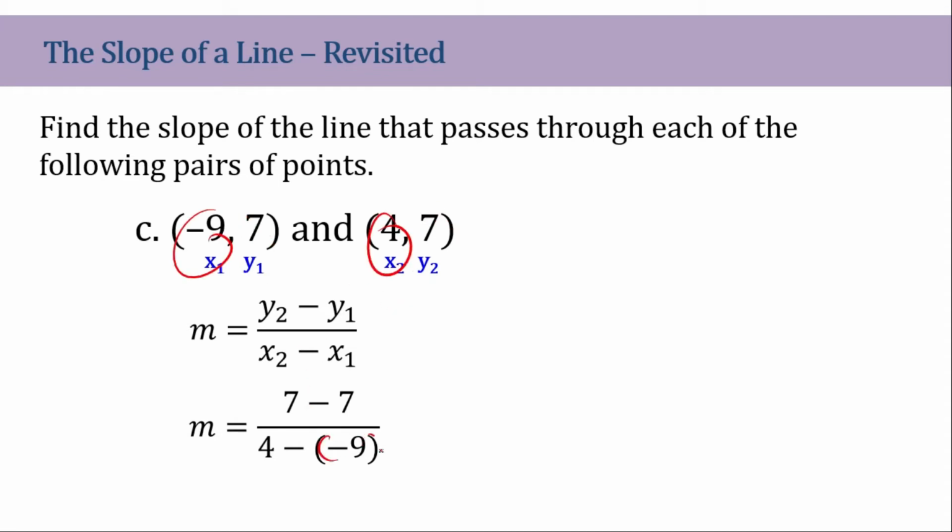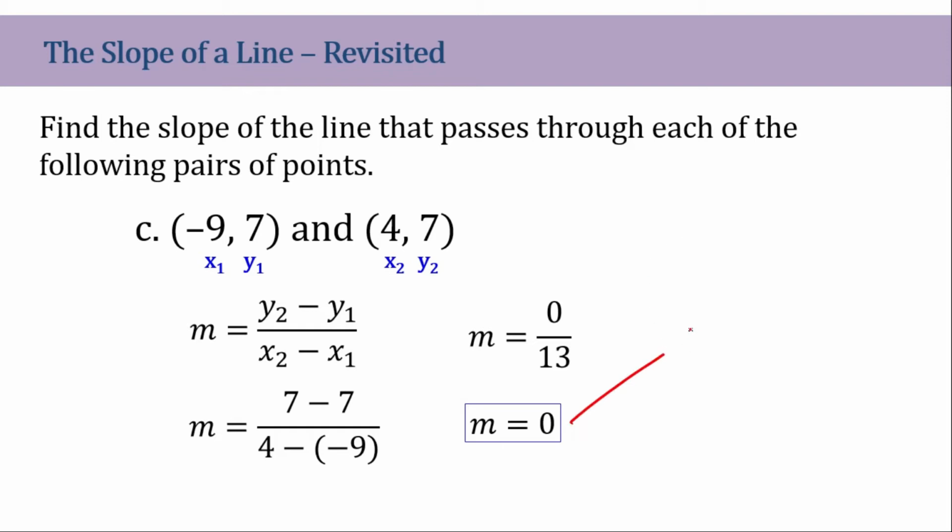See how I enclosed negative 9? Because the subtraction sign is preceded by a negative number, it is easier and neater if we put this negative number inside the parentheses. Now if there's a double negative, this will become positive. This will become 4 plus 9. Okay, now let's simplify it further. Now 0 over 13 is equivalent to 0. This means that this line is a horizontal line.